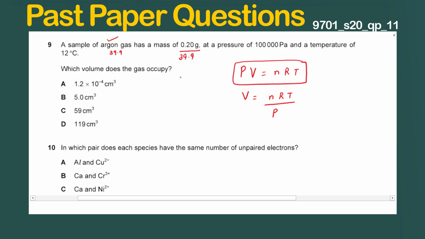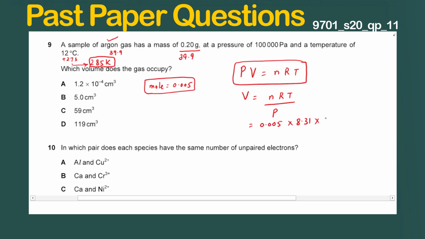n is the number of moles. So we can find out the number of moles by dividing this value by the Ar of the argon gas, which is 39.9. By dividing with 39.9, the answer will be, let me solve this, 0.005. This is the temperature. After adding 273, we can convert this temperature into the Kelvin scale, 285 Kelvin.